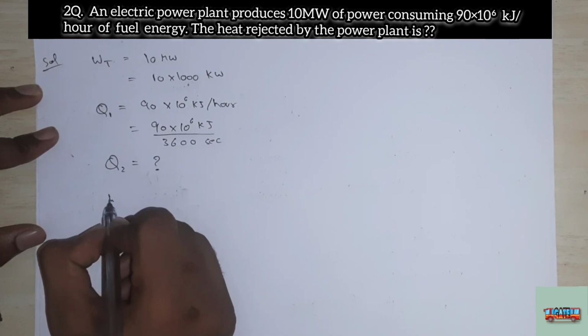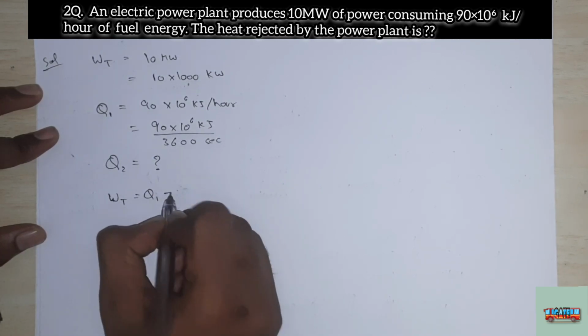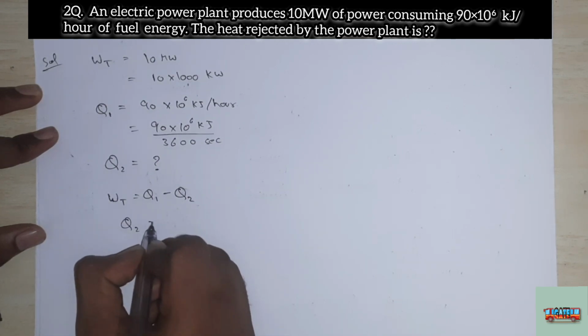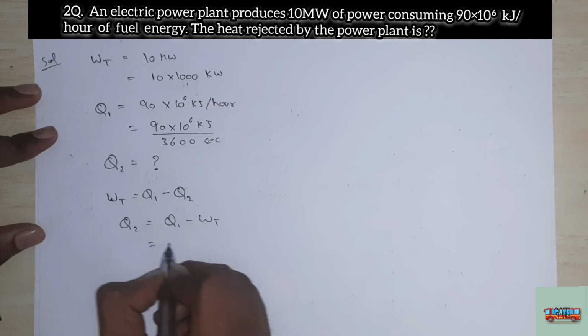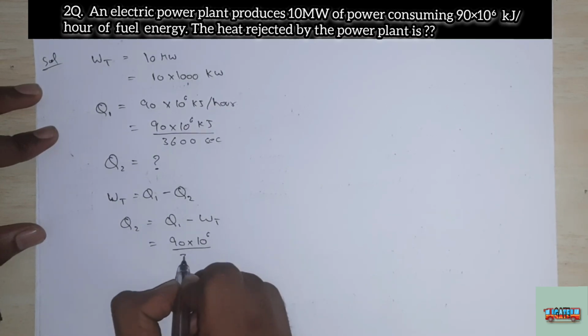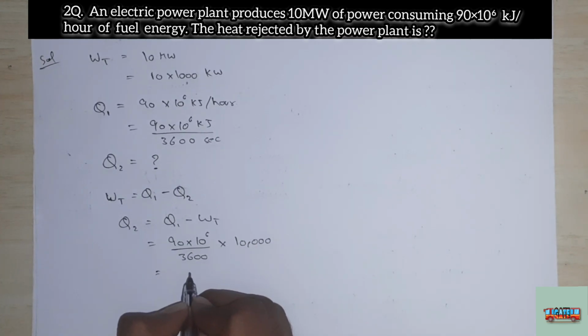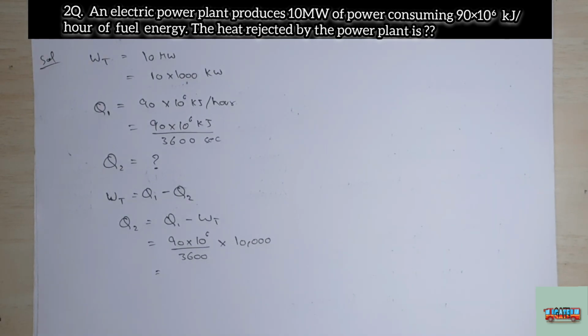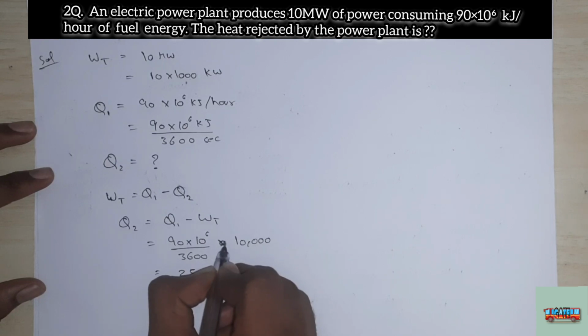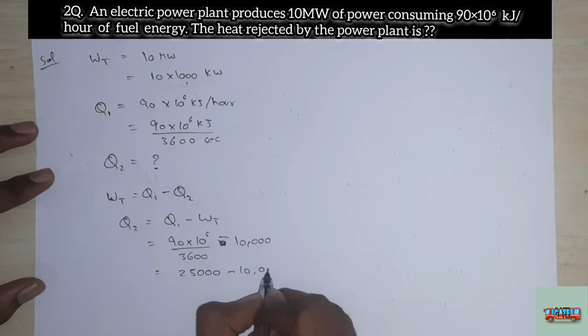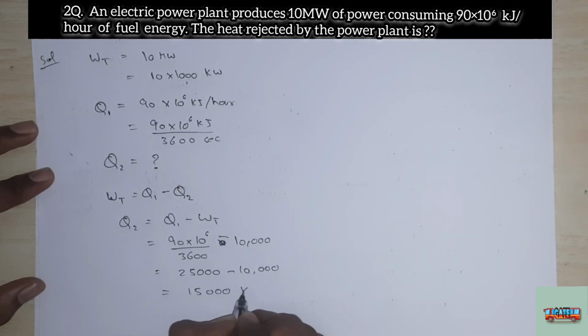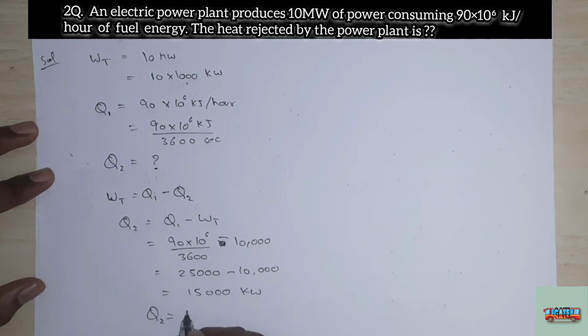So here WT equal to Q1 minus Q2. So Q2 equal to Q1 minus WT. 90 into 10 power 6 by 3600 into 10,000. 25,000 minus 10,000 equal to 15,000 kilowatt, that is 15 megawatt.